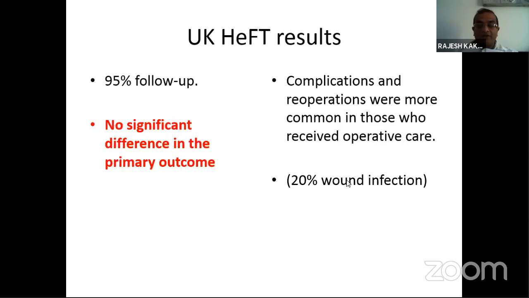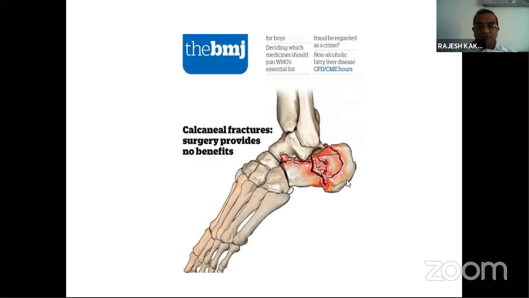There was a high rate of wound complication, 20%. That is commonly seen in patients who undergo operative intervention with extended lateral approach. This generally was seen in almost all the newspapers of the United Kingdom when it was published, with broad headlines that calcaneal fractures do not benefit by operative intervention.